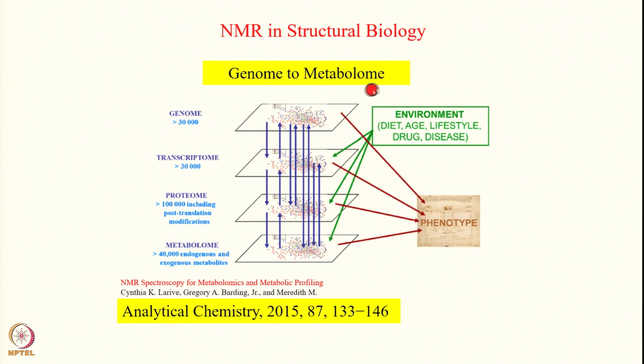So you have the genome to metabolome. So this is the genome, the DNA, which is also called the genome here, and there are typically about 30,000 genes inside the DNA. Typically in a living cell there are about 30,000 genes. Now these 30,000 genes are characteristic of the individuals, and they define what is called the phenotype. And of course, other things also contribute to the phenotype. Now this genome is transcribed into what is called the transcriptome.